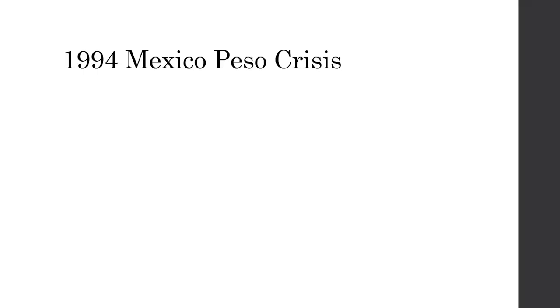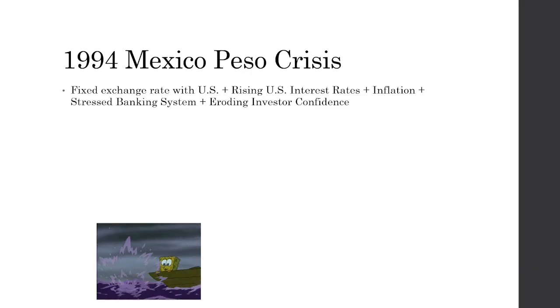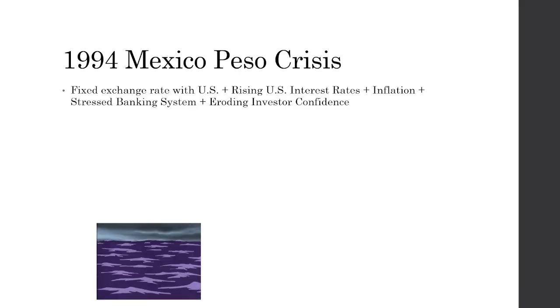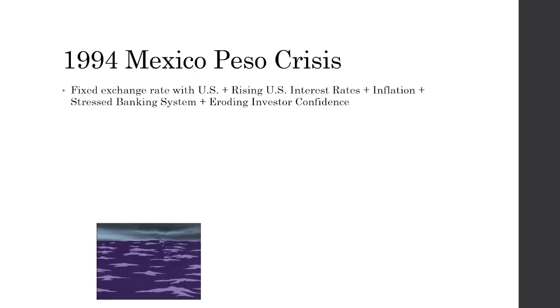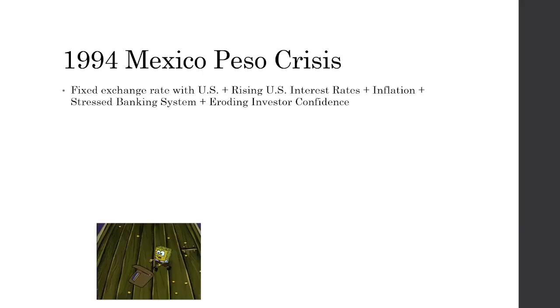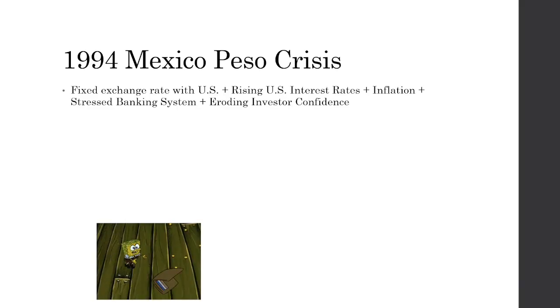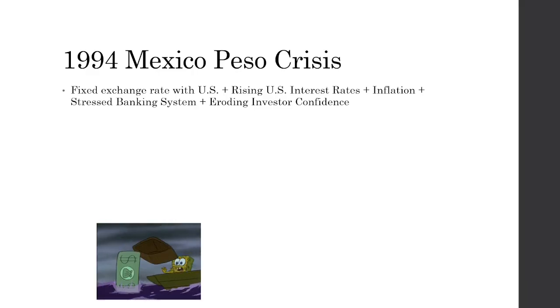All right, let's look at the 1994 Mexico peso crisis, because this deals directly with the International Monetary Fund. There was a fixed exchange rate between the peso and the US dollar. And this, in combination with rising U.S. interest rates, plus inflation, plus a stressed banking system in Mexico, plus eroding investor confidence, created a peso crisis. The investor confidence eroded due to inflation, stressed banking, and interest rates in the United States that they rely on. And they're like, no, we're not going to invest here. Look at all these terrible conditions. So this created the peso crisis.